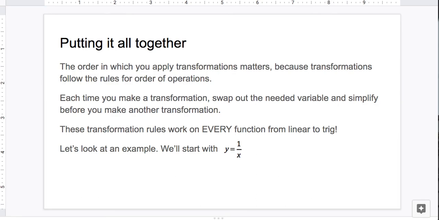So this works for every function. I could do this with a good old-fashioned mx plus b. I can do it with a trig function. No matter what, if it's a function, these rules apply. So it goes across so many different families. So now let's do a different family. We're going to use the inverse or rational function, y equals 1 over x.